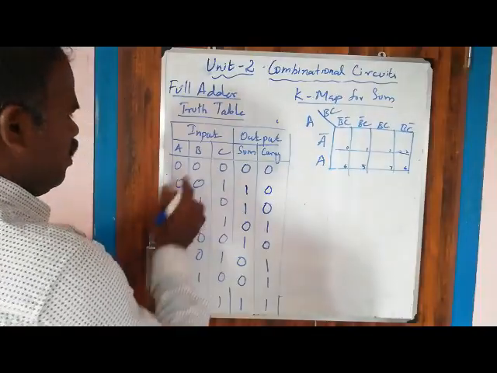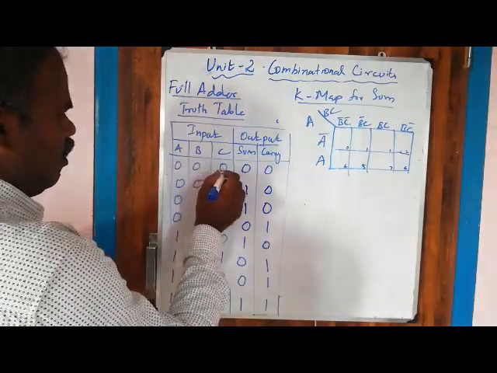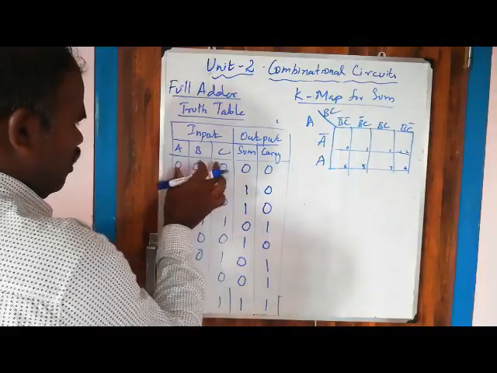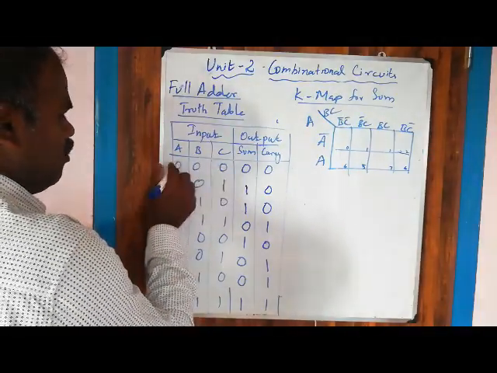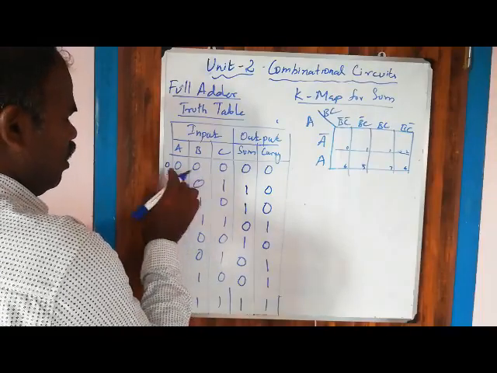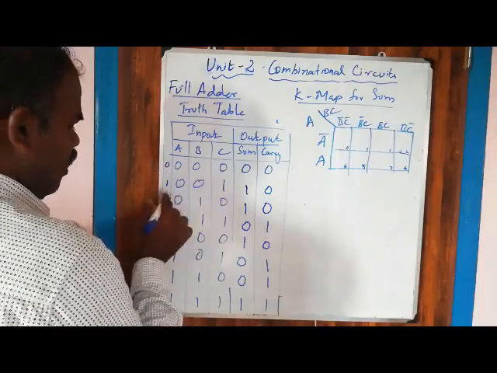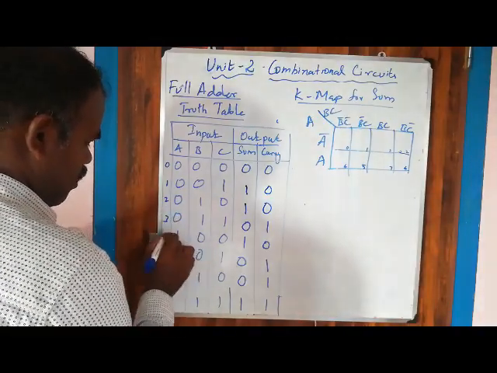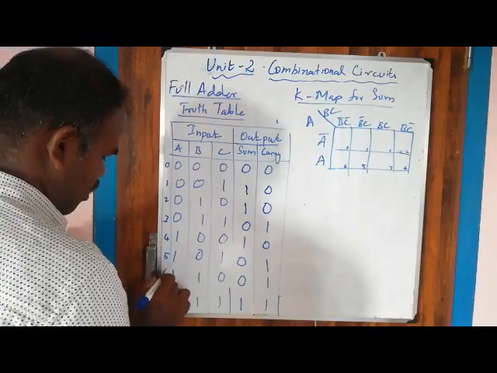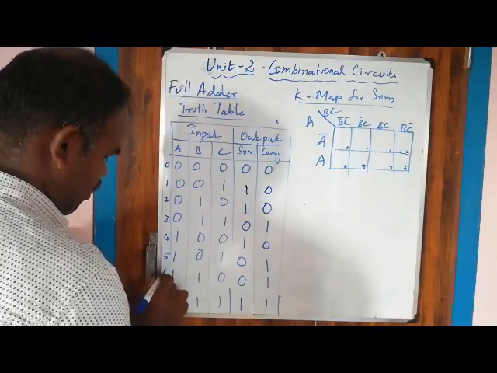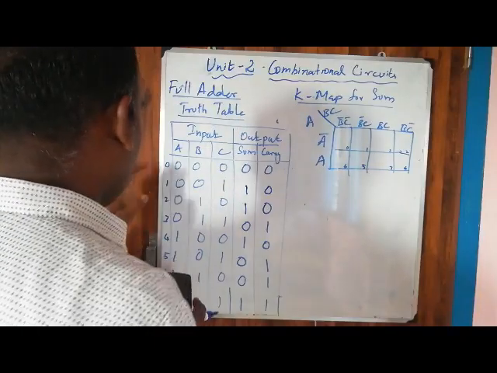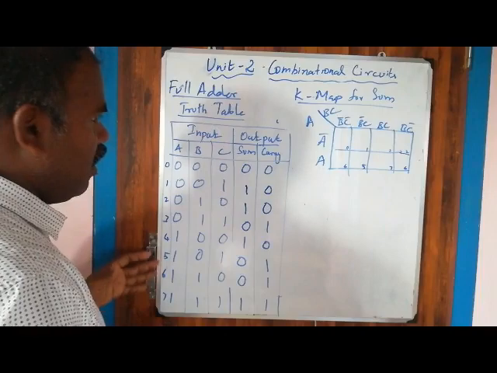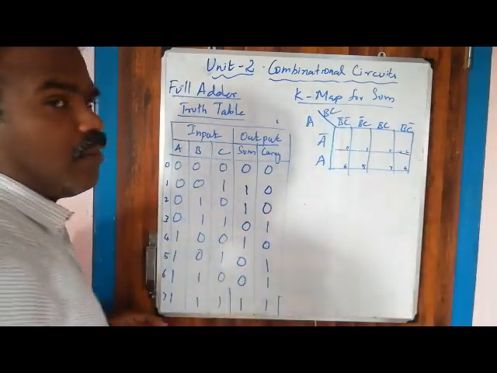Okay, so what are the minterms? That is in decimal. What is the equivalent decimal for this binary? Equivalent decimal is 0. For this binary, equivalent decimal is 1. For this binary, equivalent decimal is 2. This binary equivalent decimal is 3. This binary is 4, and this 5, this 6, and 7. From this, we can take this decimal as minterm places in K-map.